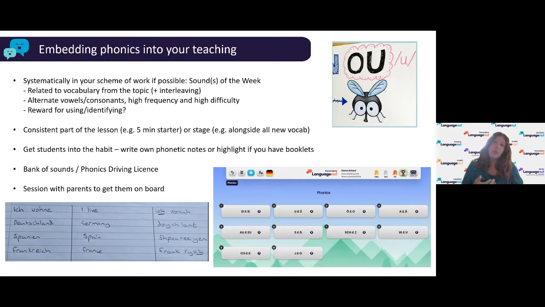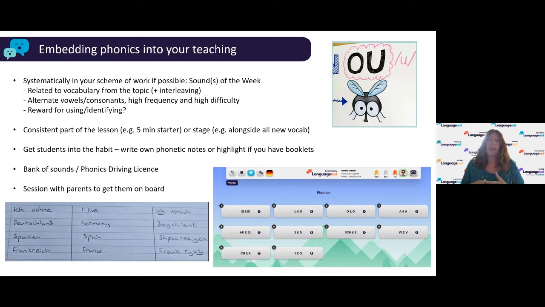So obviously, if you use NCELP, they have phonics built into them. Rachel Hawkes has lots of resources on her website as well. If you're a LanguageNet subscriber, we have divided up key sounds from each language and put easily confused sounds next to each other. For example, like I and E in the example you can see on the screen there from German, or U and Ü. So you can use those and you can follow those one per week.